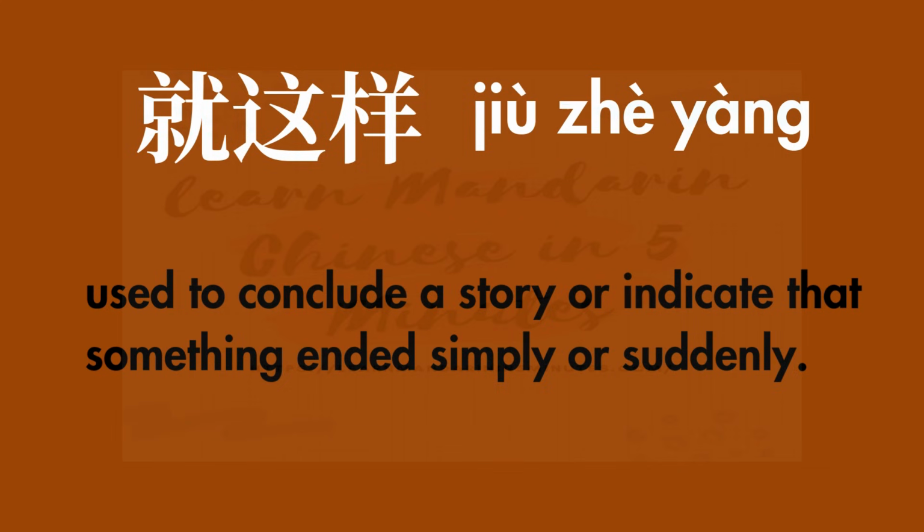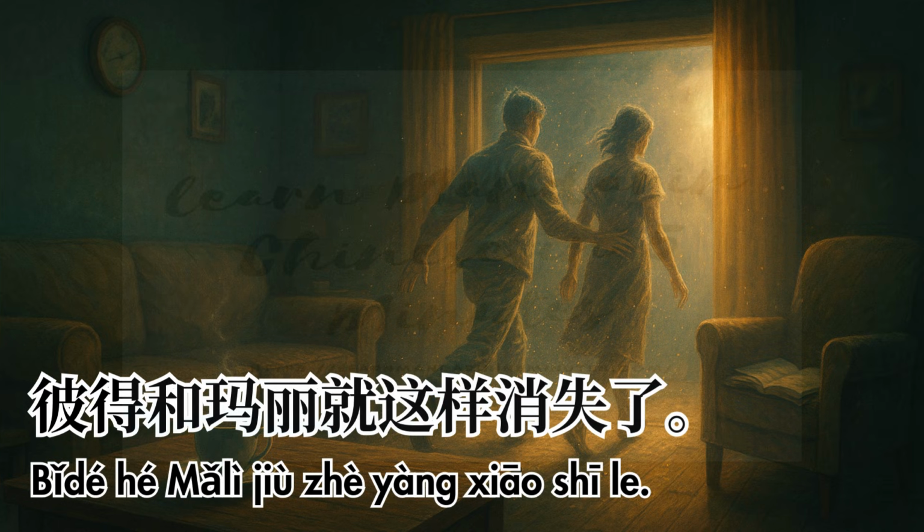就这样 is another common phrase used to conclude a story or indicate that something ended simply or suddenly. For example, 彼得和玛丽就这样消失了. Just like that, Peter and Mary disappeared. This sentence is usually found in storytelling. It's not just stating a fact, but painting a moment.